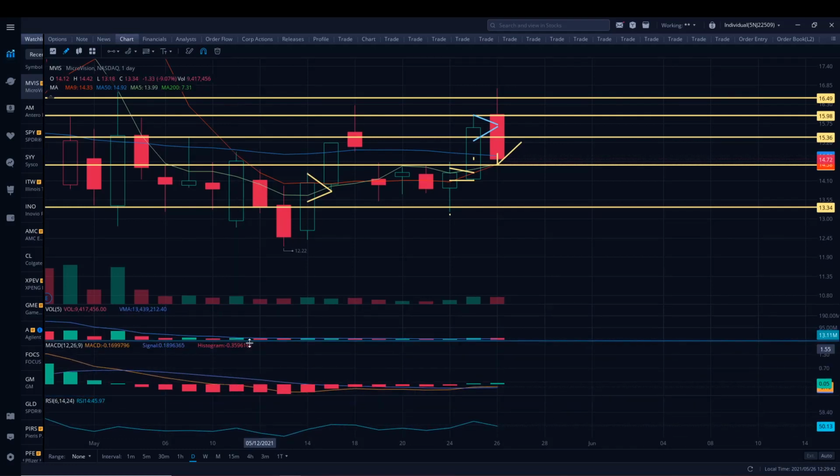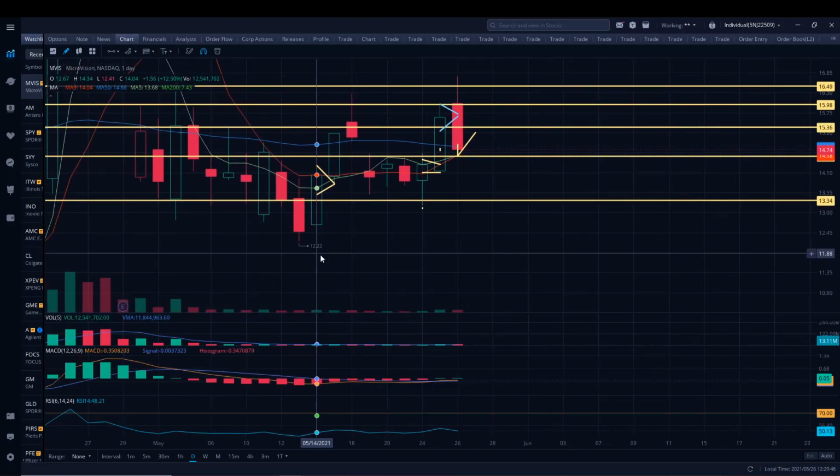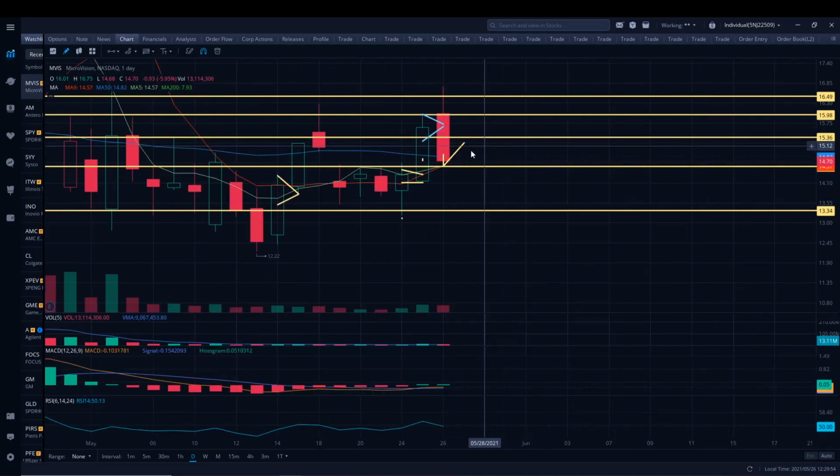Okay, so you do see that. I'm just adjusting my volume and my indicators just so you can see the chart better. We did get a very bullish day the prior day, as we did open at that $14.16 level, where we did close at that $15.60. Very, very nice day, if I do say so myself.